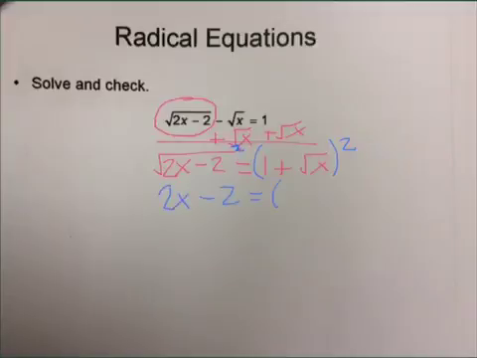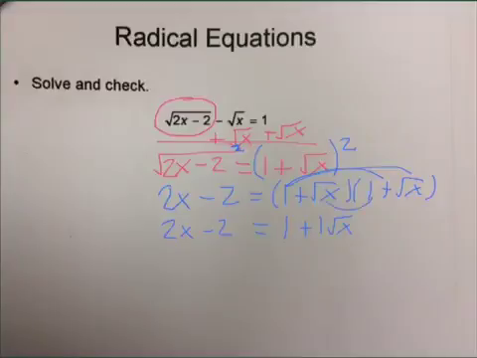Then on the right-hand side, what that really says is this, just like that. So what we have to do on the right-hand side to finish solving is I have to FOIL that. So 1 times 1 is 1. 1 times root x is 1 root x. Root x times 1 is 1 root x. And then root x times root x, since they're both inside the radical, I'm going to do x times x, which is x squared. So let's simplify this right-hand side a little bit.